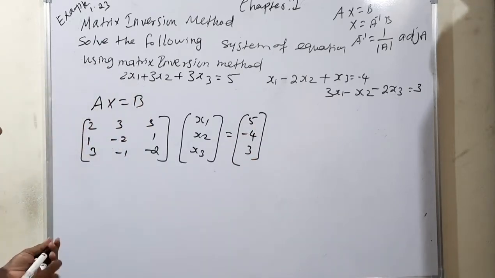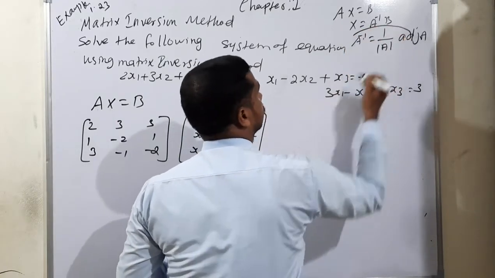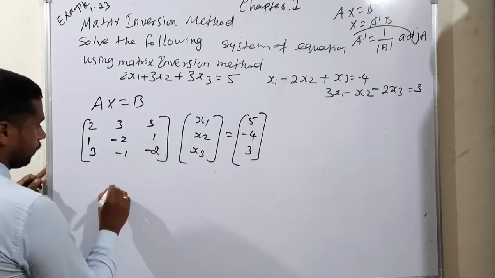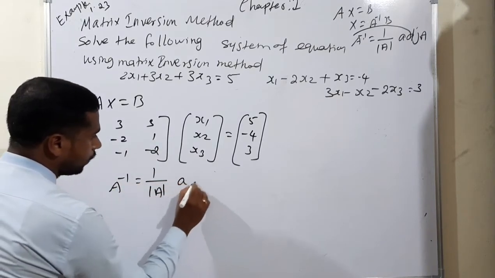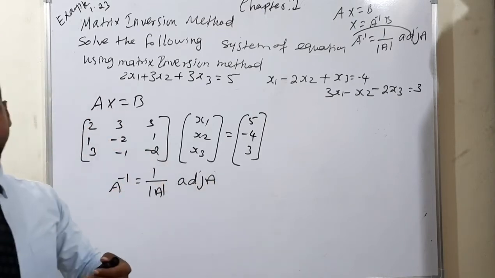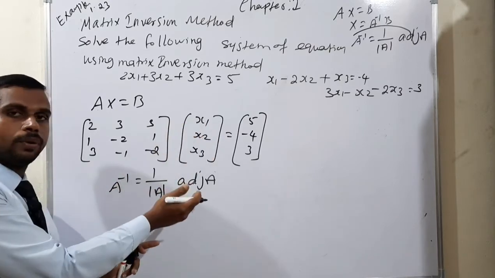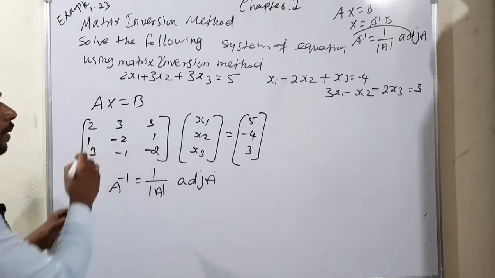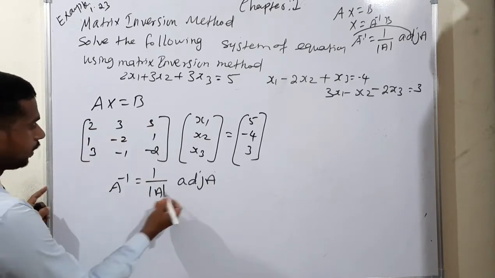So what we have to do? First we need to find A inverse. A inverse means 1 by determinant of A into adjoint of A. For a 2 into 2 matrix it is very simple, directly AD minus BC gives the determinant. But for 3 into 3, first we have to apply the signs convention, plus minus plus. So first we need to find the determinant of A.